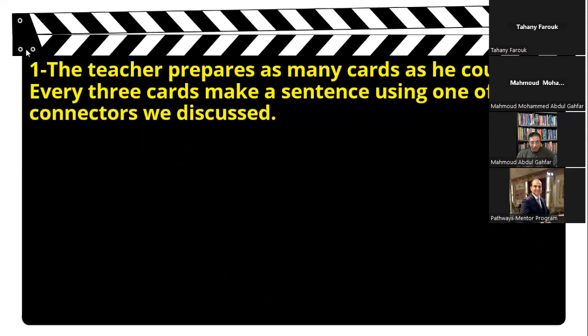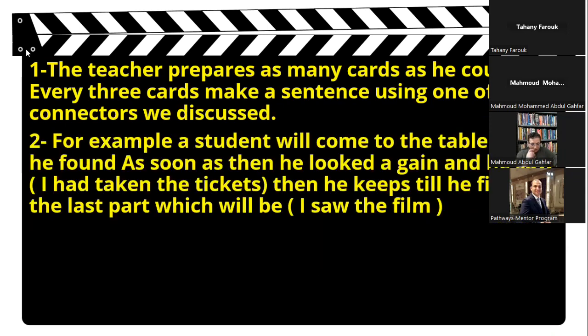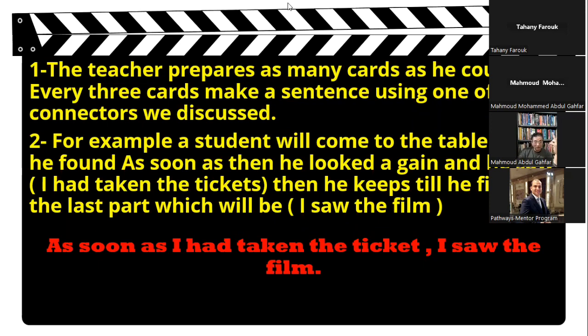For example, on your table, the teacher prepares many cards, such as "after," "and then I entered," and so on. So he prepares many sentences and many parts of sentences. The student will come to the table and find, for example, the words "as soon as." He will pick "as soon as." And then he looks again and sees another part, which is written "I had taken the tickets." So he has 2 cards now: one is "as soon as," and the second is "I had taken the tickets." He keeps searching inside the cards and finds "I saw the film." So now the sentence is completed, and he is a winner. So, "As soon as I had taken the tickets, I saw the film."